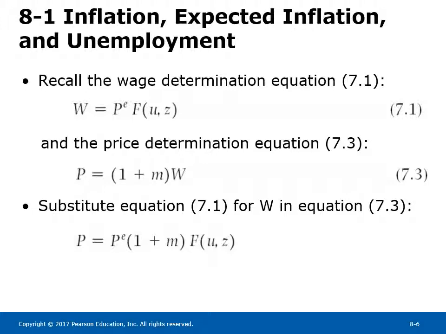8-1 Inflation, expected inflation, and unemployment. Equation 7.1 is the wage-setting relation from Chapter 7. Equation 7.3 is the price-setting relation from Chapter 7. By substituting equation 7.1 in equation 7.3, we get an equation showing the relation between price level, expected price level, and unemployment.